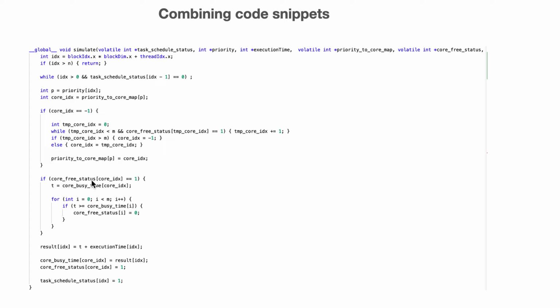And then we check if the core, that particular core index which we got, is free or not. If it's free, then we can just update the result at that particular time only. If it's not free, then we update the time to that time when that core would be free, and then we update all the core status based on that time. And eventually we calculate the results, and then we set the core busy time and core free status appropriately. And then once everything is done, we free the next threads to move further.